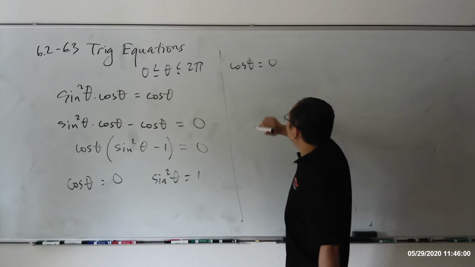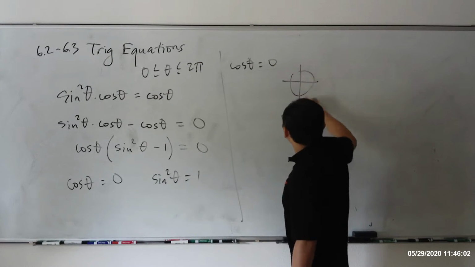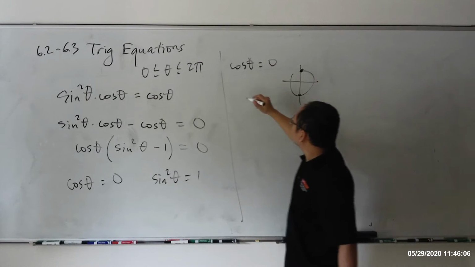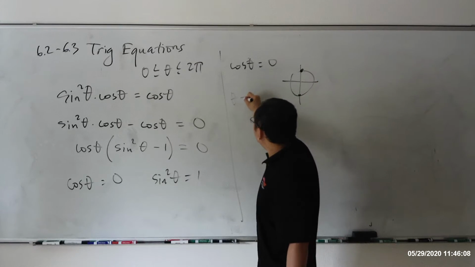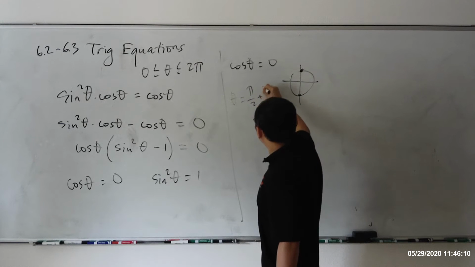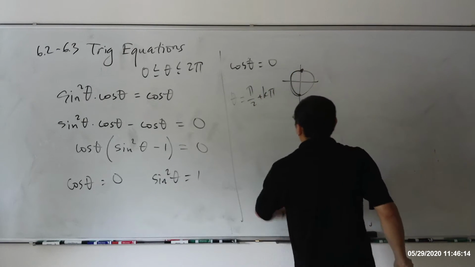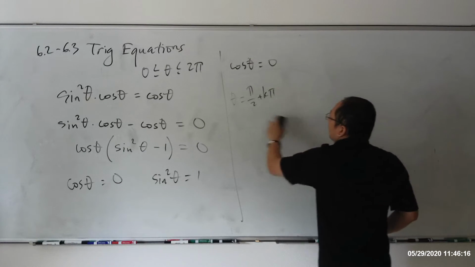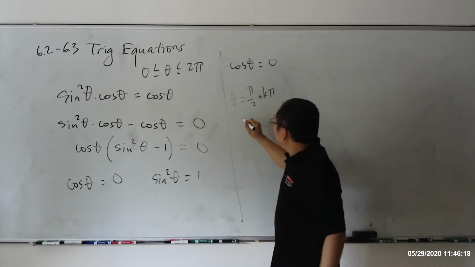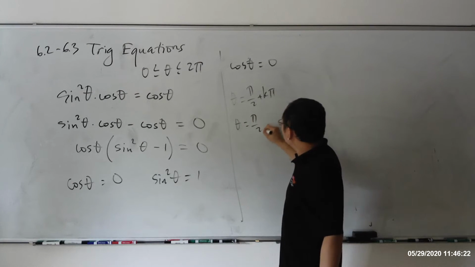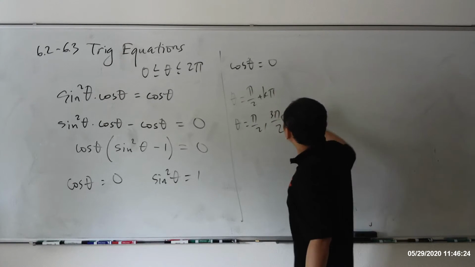Cosine theta equal to 0, you ask yourself what angle makes cosine equal to 0? Pi over 2 and 3 pi over 2. So in general, theta equal to pi over 2 plus k pi, right? Pi over 2, keep adding pi, keep adding pi. And with that condition right here, I only have two good solutions. Theta equal to pi over 2 and 3 pi over 2.